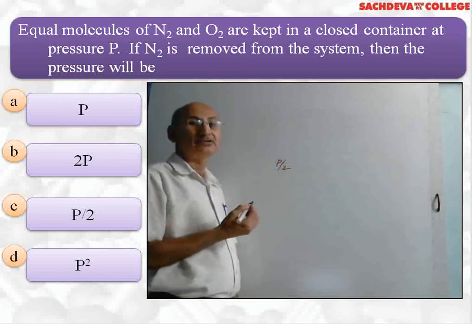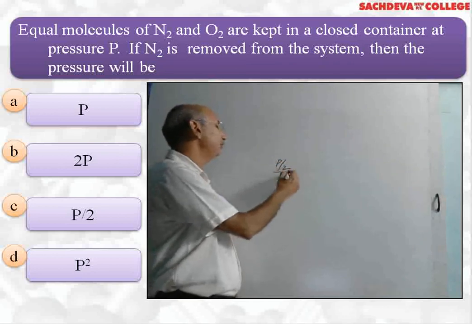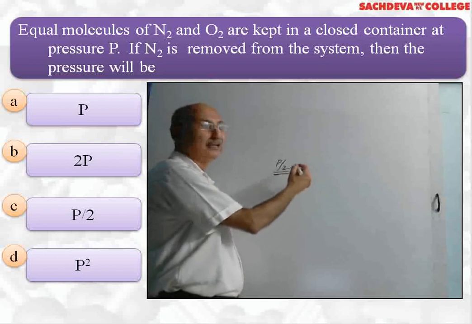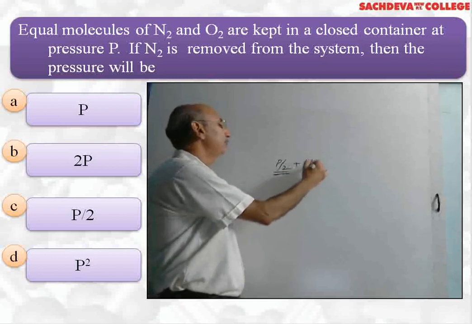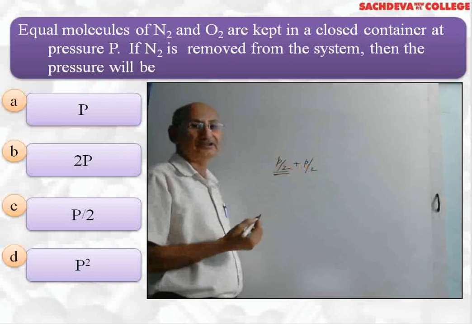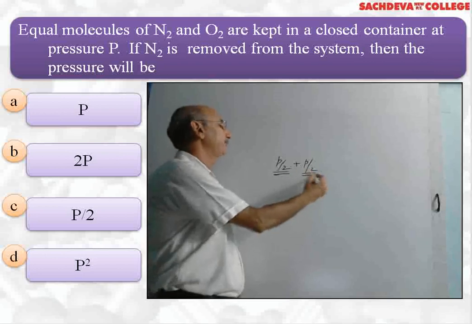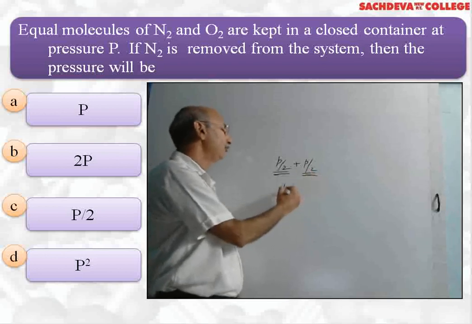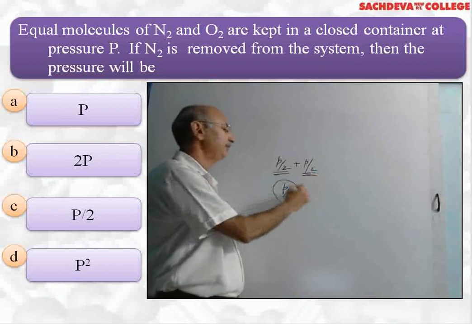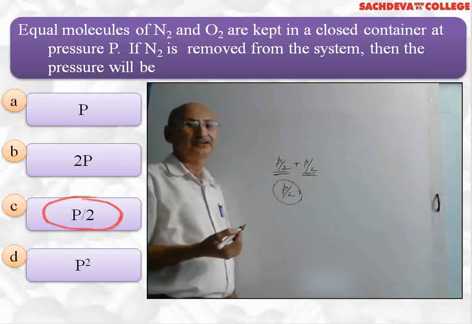Equal molecules of nitrogen and oxygen were present. It means P by 2 was the pressure which was exerted by nitrogen and P by 2 was the pressure exerted by oxygen. Now when one of the gases, that is nitrogen, is removed, now only oxygen is left. So the pressure due to oxygen will be half, that is P by 2. So the correct answer is C part.